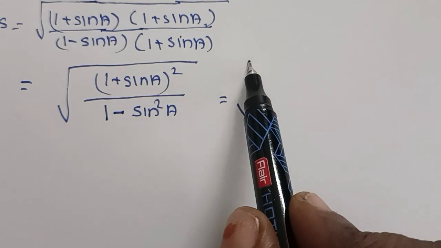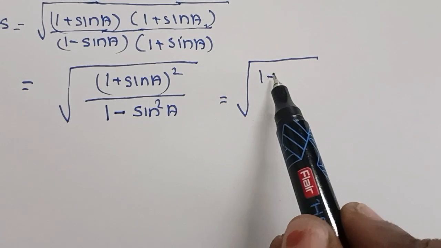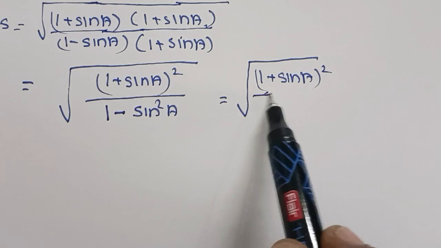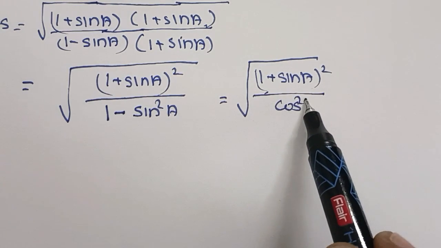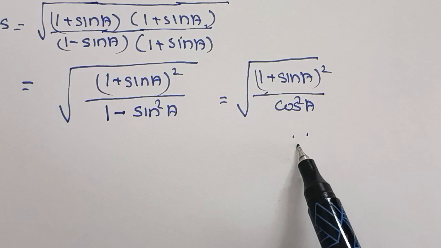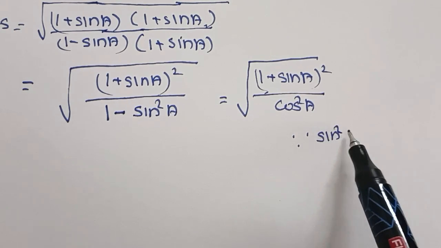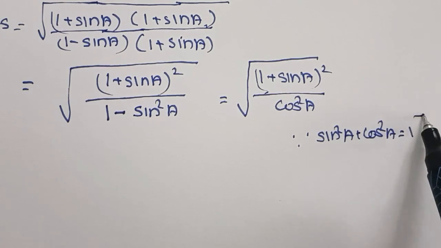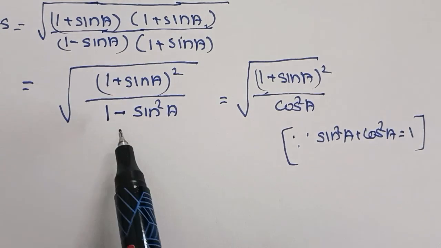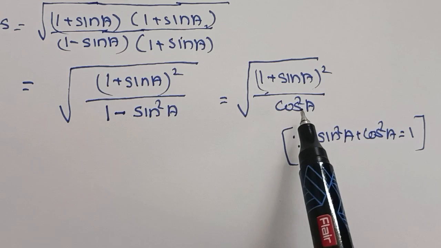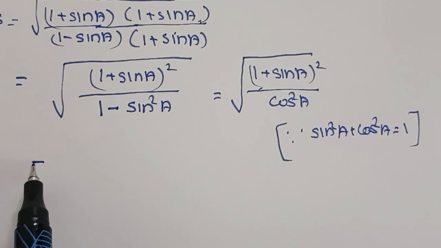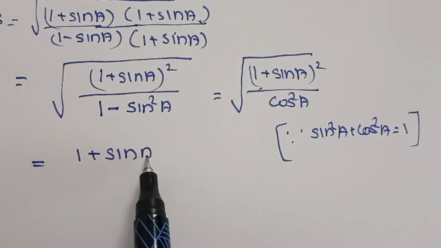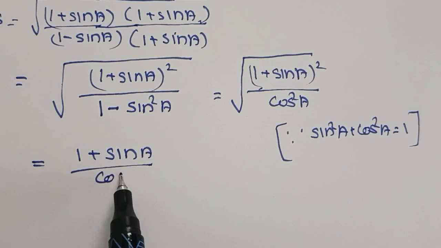That is equal to square root of (1 plus sin A) the whole square divided by cos square A. Reason, since sin square A plus cos square A equal to 1. Using this identity, instead of 1 minus sin square A, we can write cos square A. By taking the square root, numerator will become 1 plus sin A divided by denominator cos A.